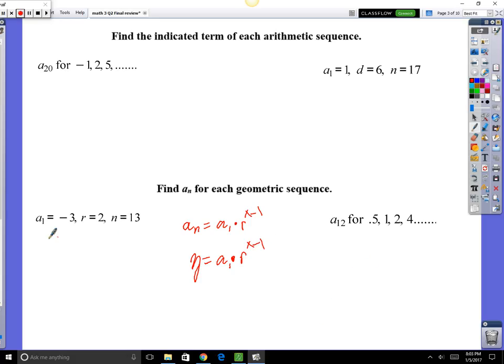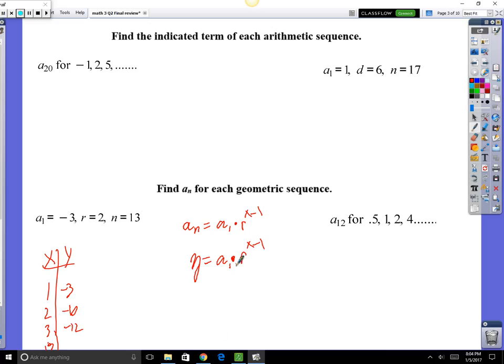So you can kind of do the same thing. You make a table. And let's see if we can make sense of these. A sub 1, that's your first one. Your first one is a -3. Your second one, r is what you're going to times by. So you're going to times this by 2. So that's going to be -6. Times that by 2, it's going to be -12. So you're just doubling it every time. And they want you to find the 13th number in the list. So you're going to skip, skip, skip, find the 13th.